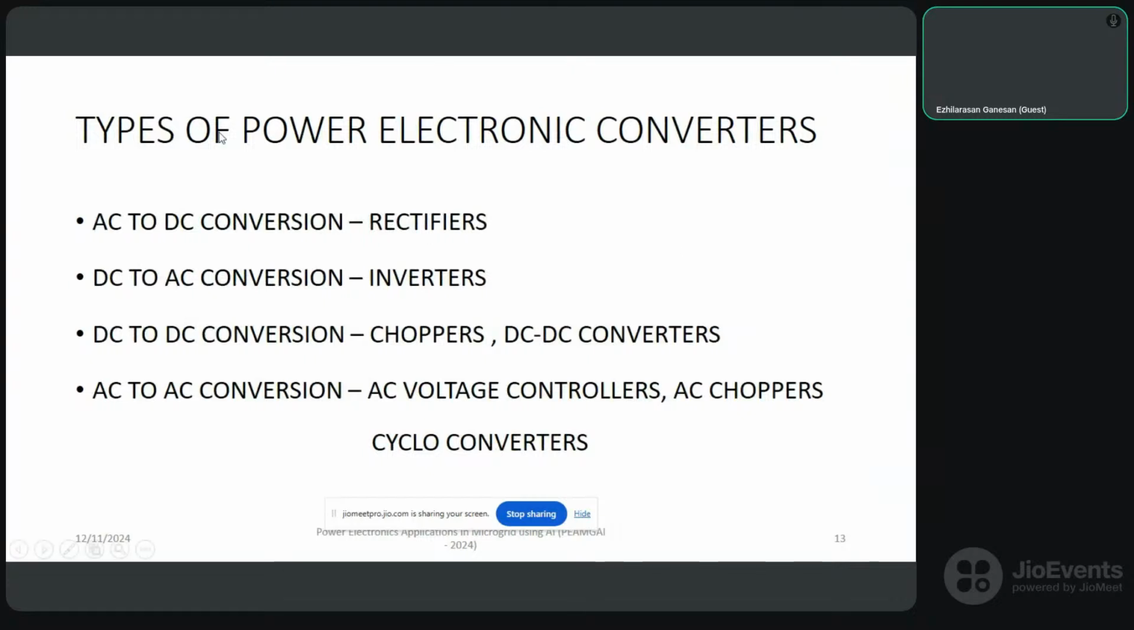So, types of power electronic converters. AC to DC conversion is called rectifiers. All of you know this one. DC to AC conversion is called inverters. This also many people know. DC to DC conversion is called choppers, or DC-DC converters. Then AC to AC conversion is called AC voltage controllers, or AC choppers, or cycloconverters. This AC to AC conversion alone is very much supported by equipment which has the highest efficiency.